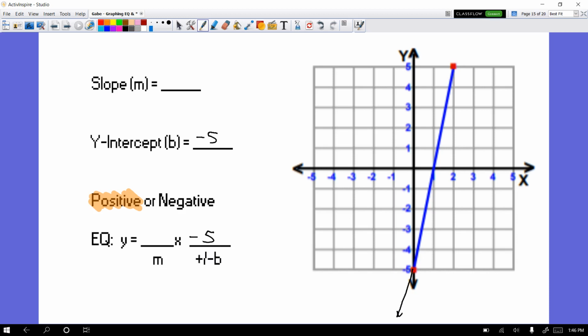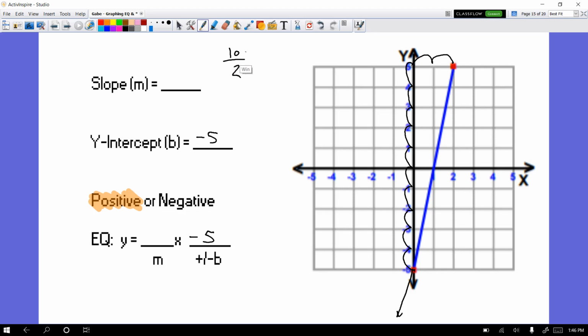There's the second part of our equation. Done and done. Slope. All right. 1, 2, 3, 4, 5, 6, 7, 8, 9, 10. All right. So 10 over 2. Okay. So can you simplify 10 over 2? Yeah. It's the same thing as 10 divided by 2, but we want to keep a rise and run.